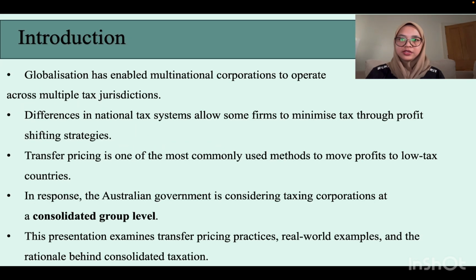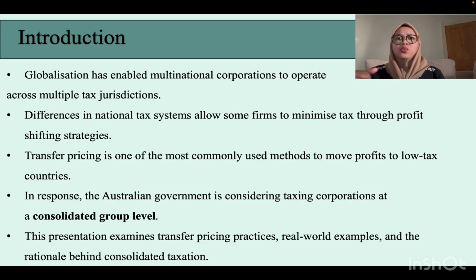So here is a brief introduction to what we're going to present today. The first point is about globalization, where it has enabled multinational corporations to operate across multiple countries and tax jurisdictions. While this expansion has increased efficiency and global trade, it has also created challenges for national tax systems, right? The difference in tax laws and tax rates between countries allows some multinational firms to reduce their overall tax burden through profit shifting strategies. These practices can significantly limit the tax revenue collected by governments.